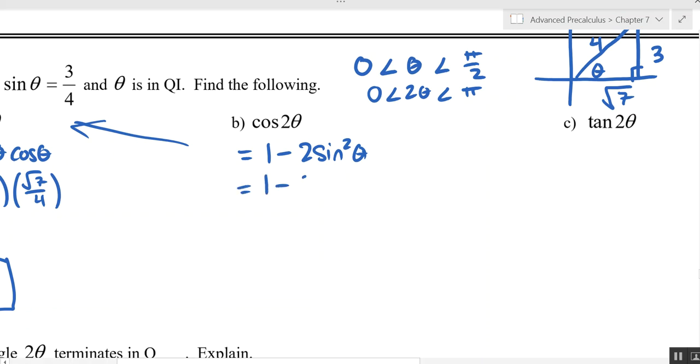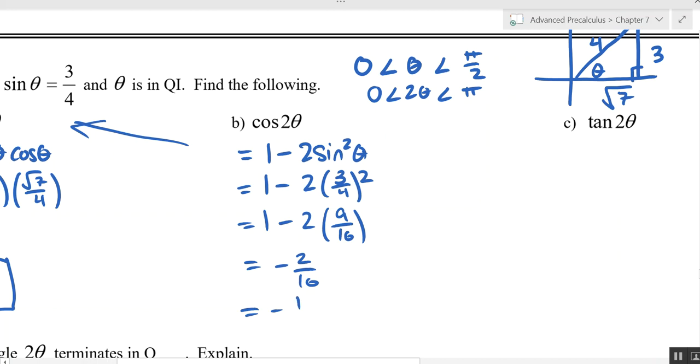We know that sine of theta is 3/4, and make sure we square it. So we get 1 minus 2 times 9/16. And that winds up being 1 minus 18/16, or negative 2/16, which is negative 1/8.